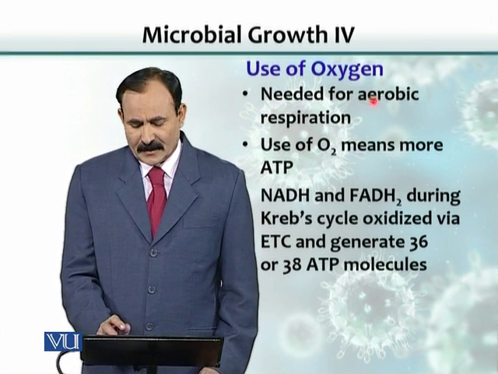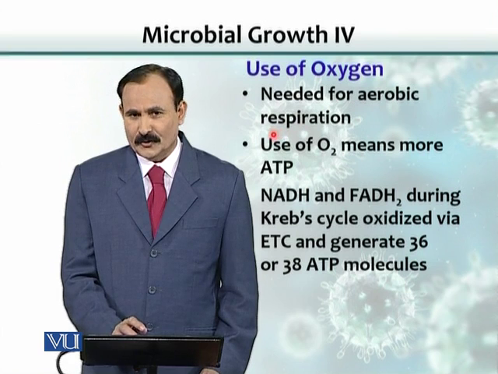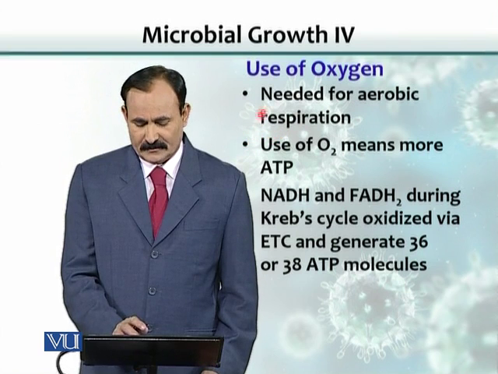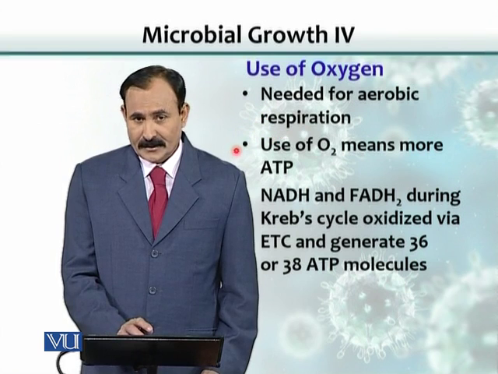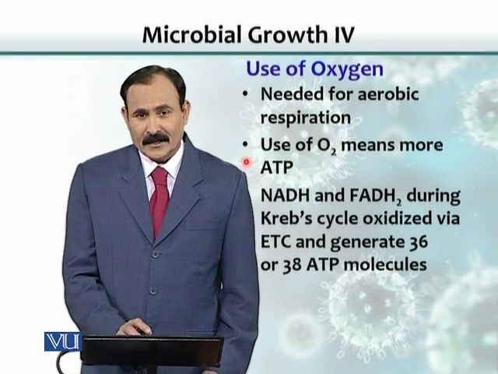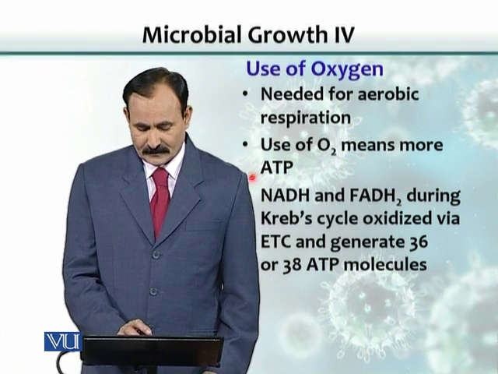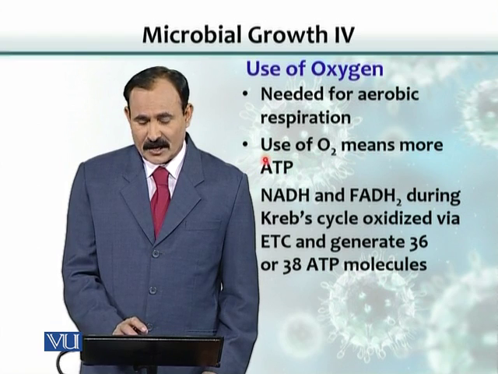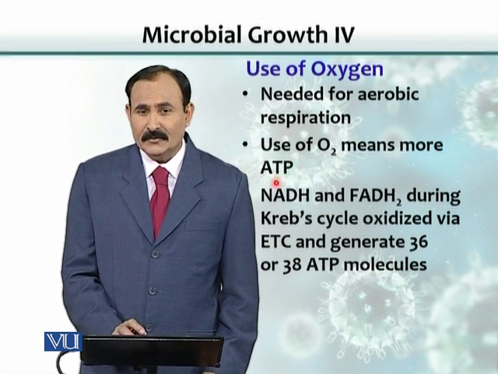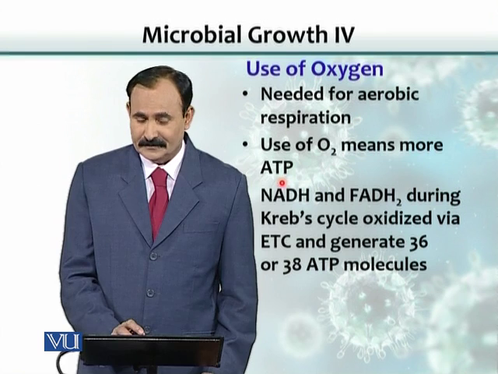Oxygen is needed for aerobic respiration, and those bacteria that use oxygen in aerobic respiration can synthesize maximum ATP. In other words, if a bacterium is able to use oxygen, it means that it has more ATP available with it.